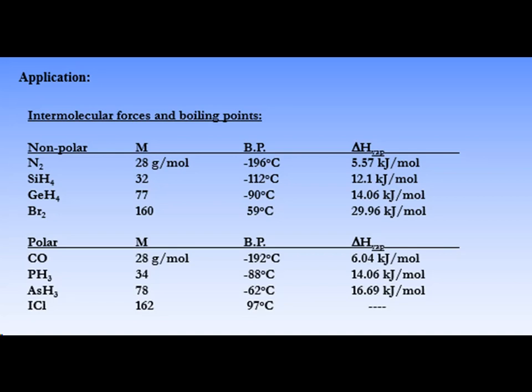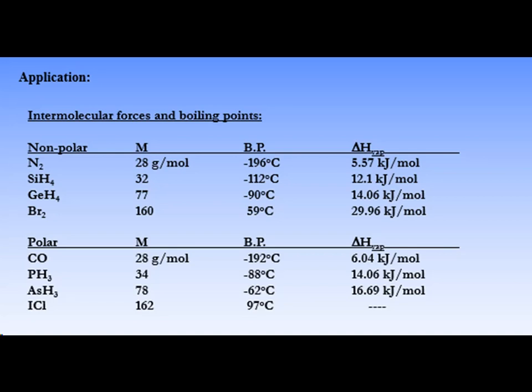That increases the ability of this electron cloud to shift, which makes it easier to induce a dipole, which leads to stronger attractions. And so it makes sense that the larger the compound, the higher the boiling point, the higher the enthalpy of vaporization. And of course, we see the same trend in the 4 polar compounds below as well.